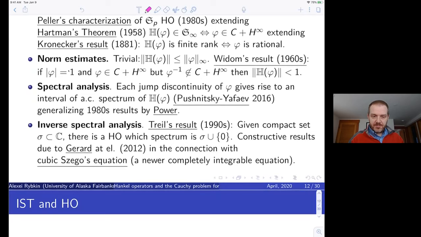And regarding spectral analysis, there are a few results I've been trying to use, and the main one is the following. The main part of it was proven back in the 80s, but final results were proven relatively recently by Pushnitski and Yafaev. The main part of the result is that if your symbol is discontinuous, has a jump discontinuity, then that discontinuity gives rise to an interval of absolutely continuous spectrum. In my context, the Hankel operator is self-adjoint, and that's what Pushnitski and Yafaev deal with: self-adjoint Hankel operators.